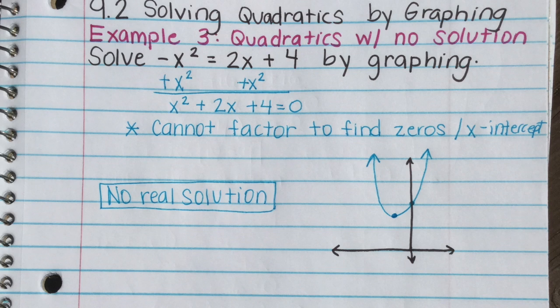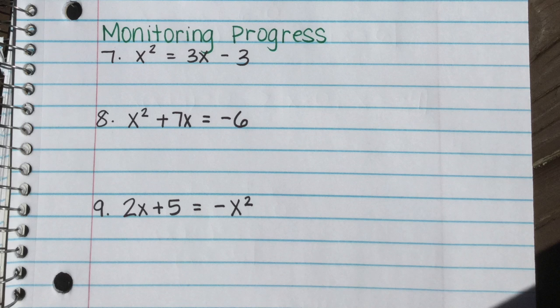There's no real solution. So if you are solving and you try to factor, and if you see that you cannot factor it, your answer is just going to be no real solution. And you can do that without graphing, but if you like to see the graph, you can draw the graph as well. So here are your 3 monitoring progress problems. You do not need to make a graph to find the solutions, and be on the lookout for any equations that will have no real solution.